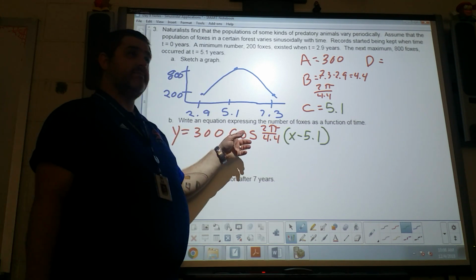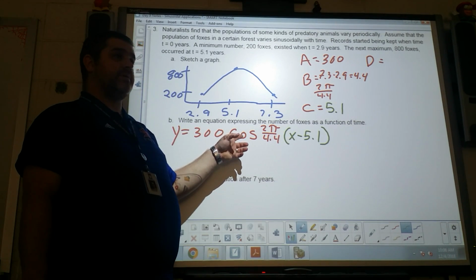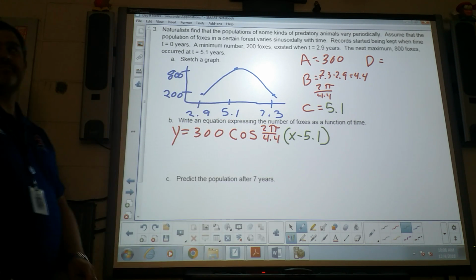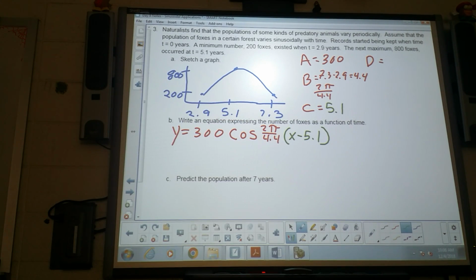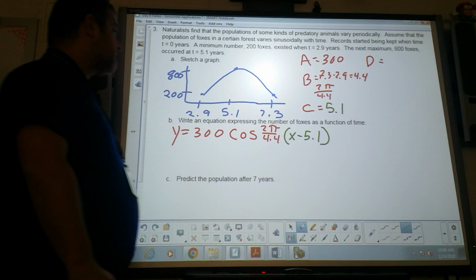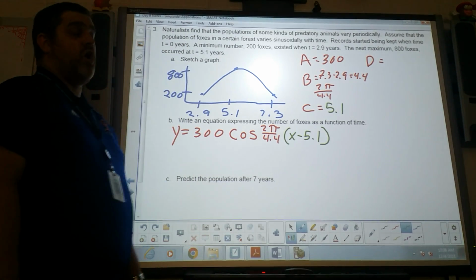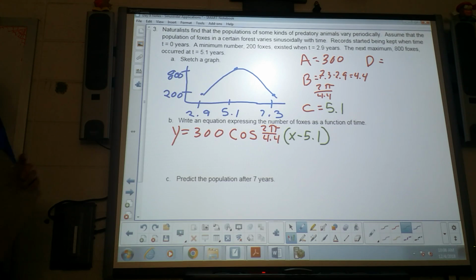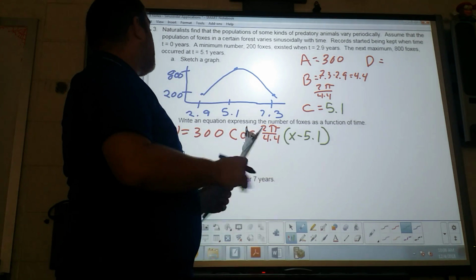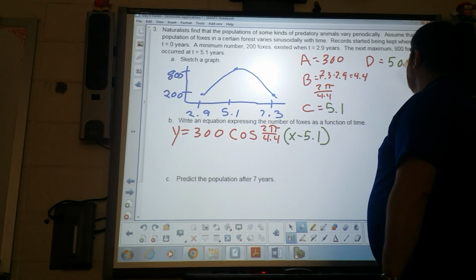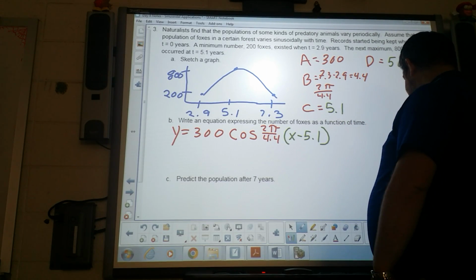We know it's cosine. Cosine has to start at the top. There's the top, which is at 5.1. Wait, so was I supposed to type in 2 divided by 4.4? Yes. Almost all of them will be cosine. And then our d value, that's finding the middle. That's going to be the 500.